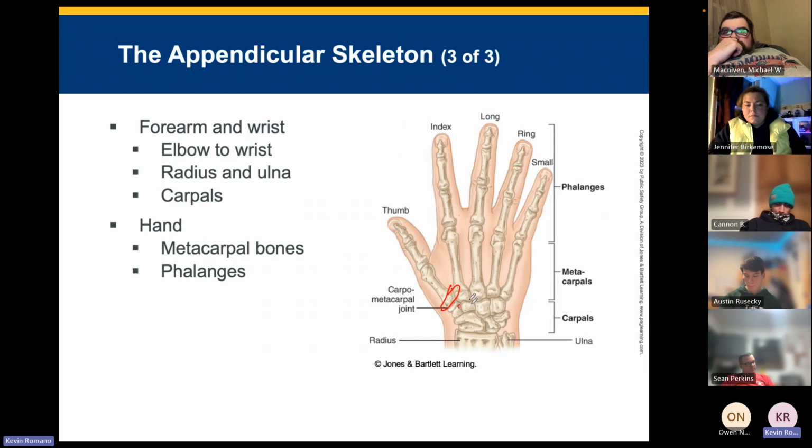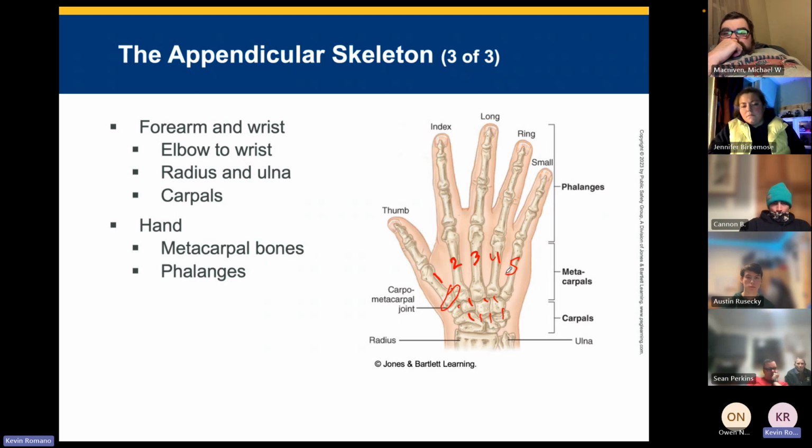Now we have the 8 bones in the wrist, right? And we have the metacarpals. These are labeled as metacarpal 1, 2, 3, 4, and 5. So if you're reading a report, it would say a fracture of metacarpal 1, a fracture of metacarpal 2.